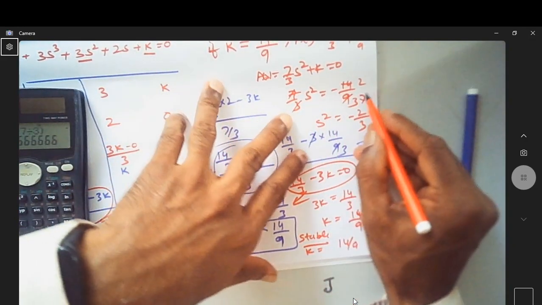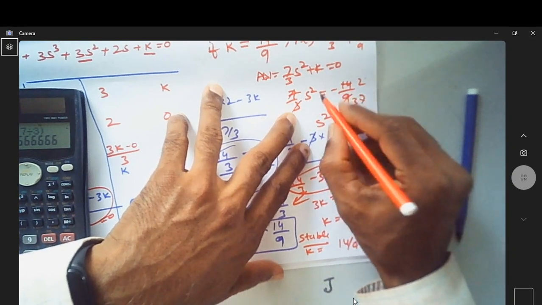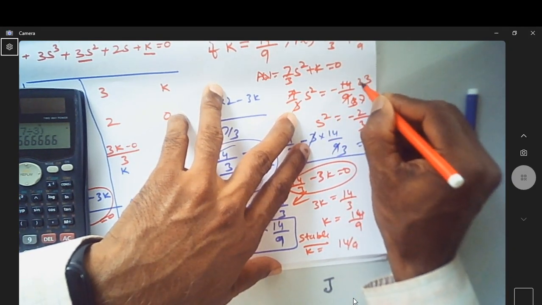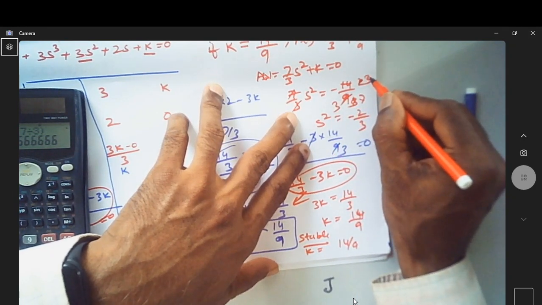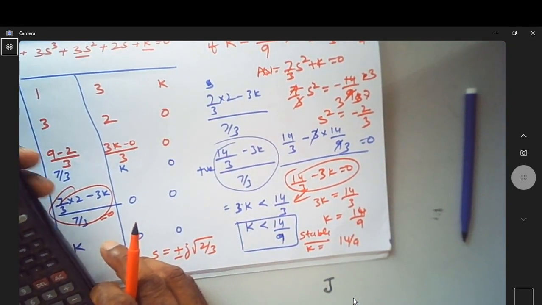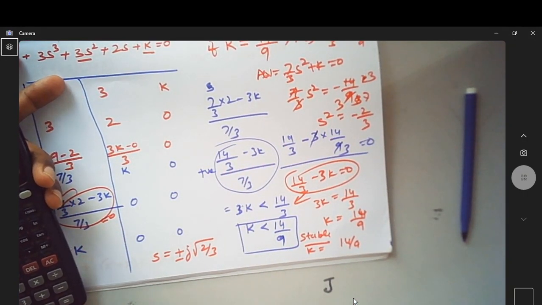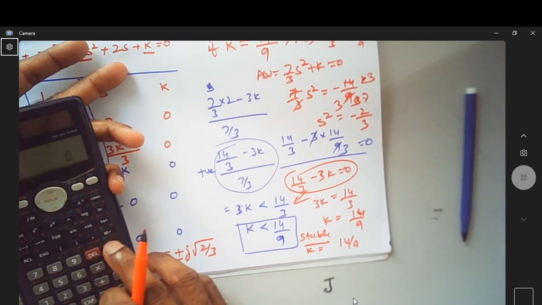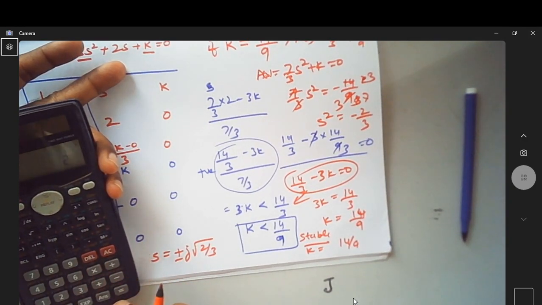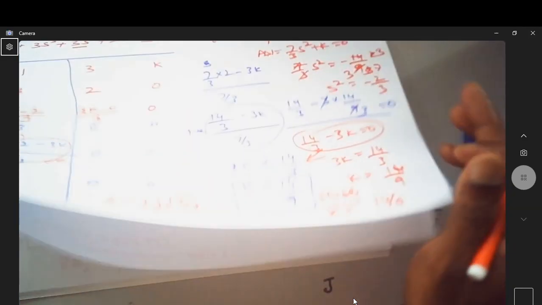This 7 will come there, and this, okay, let me just make this 3 here. This is 7 here, this will become 3. So now it is 6 by 21. 6 by, so let me rewrite this.